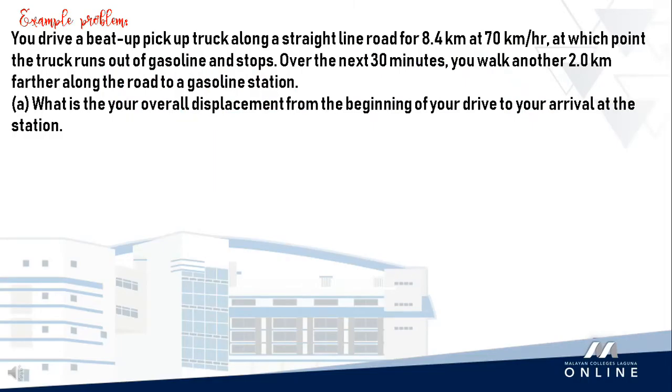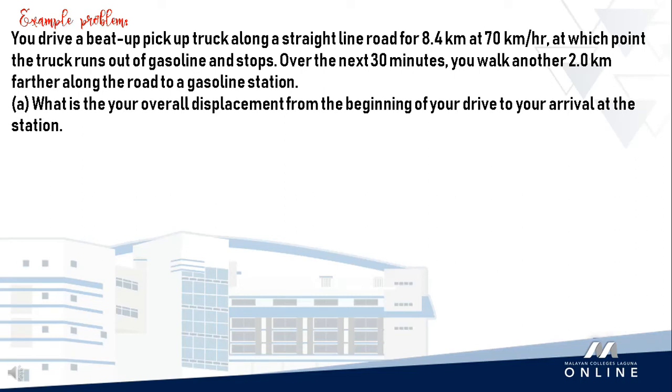Let us look at this example. You drive a beat-up pickup truck along a straight line road for 8.4 kilometers at 70 kilometers per hour, at which point the truck runs out of gasoline and stops. Over the next 30 minutes, you walk another 2.0 kilometers further along the road to a gasoline station. What is your overall displacement from the beginning of your drive to your arrival at the station?